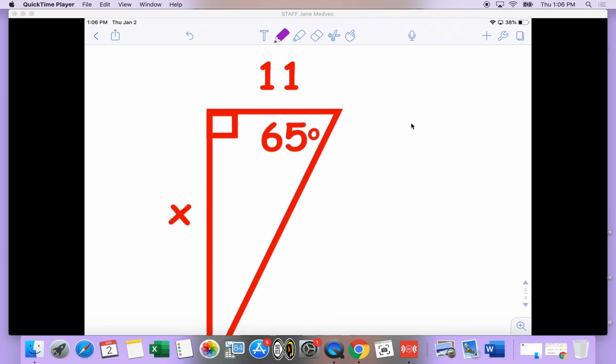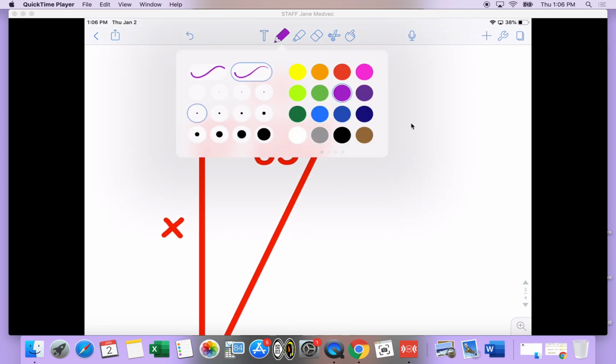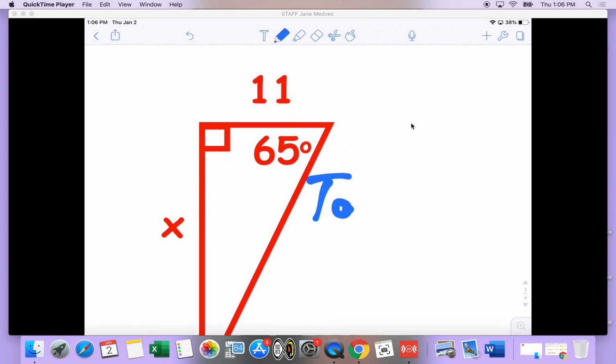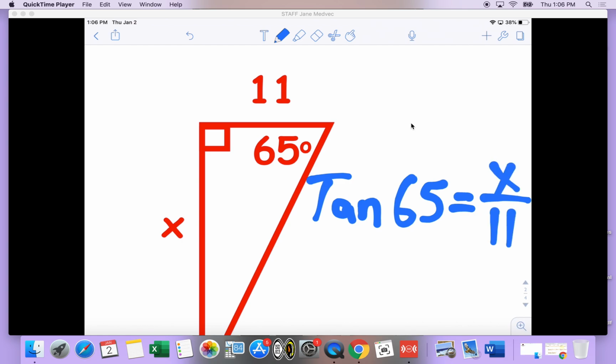Last one of this type. Tangent 65 equals X over 11. Sometimes when they're kind of skinny, they get a little bit more confusing. So if you have trouble with the opposite, just think, what's my hypotenuse? That you should be able to pick out, and what's adjacent. You know the leftover is the opposite.